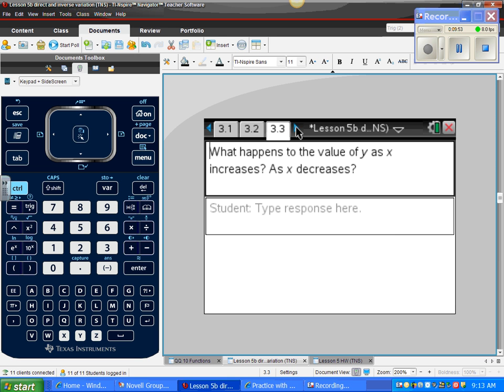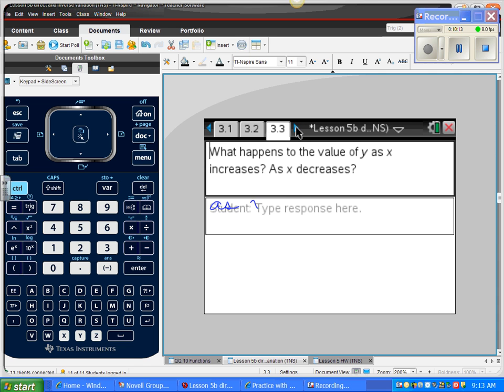Y decreases, because we're talking about inverse variation now, right? So as x increases, y decreases. As x decreases, y increases. So we're dealing with inverses here, opposites, right? So as x increases, y decreases. As x decreases, y increases.